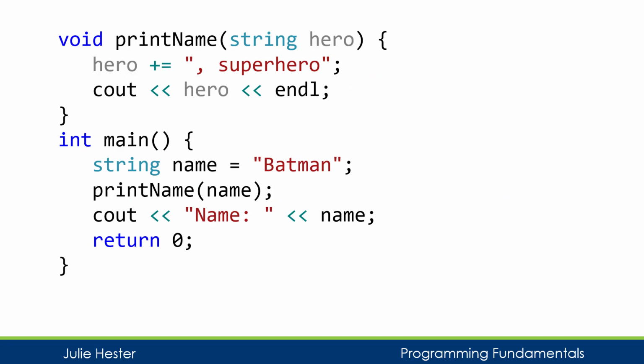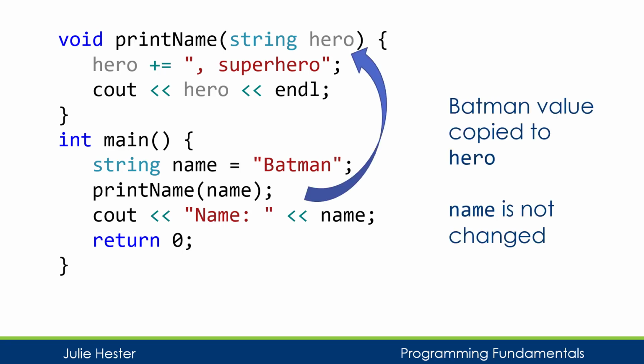In my main function, I have a string name with Batman in it. Then I'm going to call a function, and when the function's finished, I'll display the value of the string name. Up in the function, I passed that string to the function, but I just used the standard pass-by value. And a copy of Batman was put in a new variable hero. These are two separate variables in two separate locations in memory.